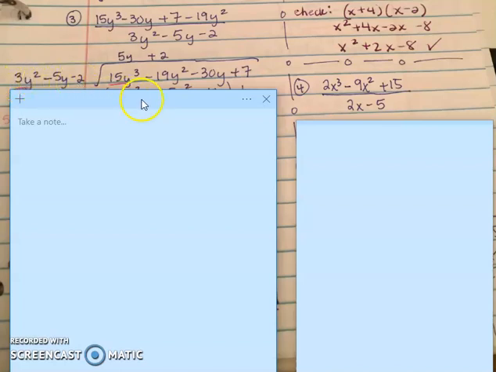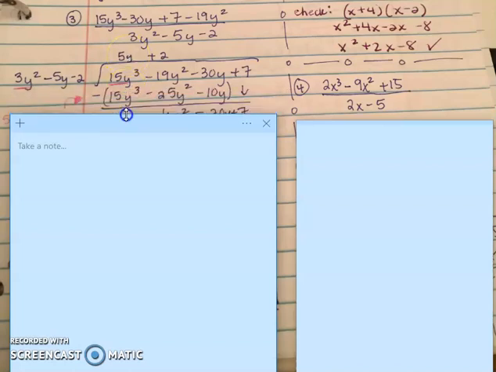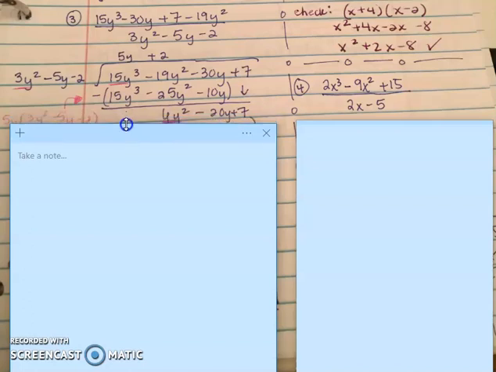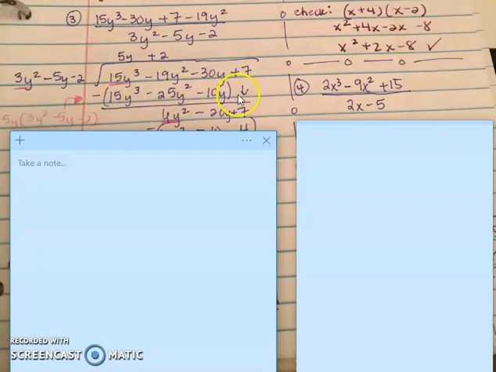And so then we'll start our process. So only look at the first term of each of the polynomials. 3y squared multiplies by what to get 15y cubed? Well, that's 5y, so that goes up at the top above 15y cubed. Then you would multiply 5y by 3y squared minus 5y minus 2, and that'll get you this line right here.